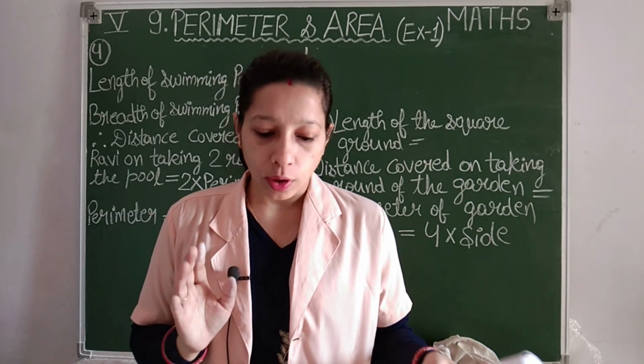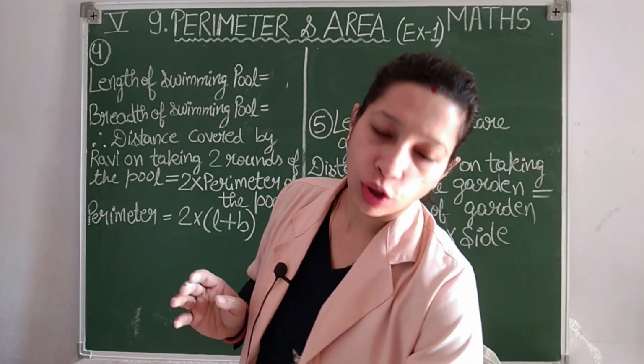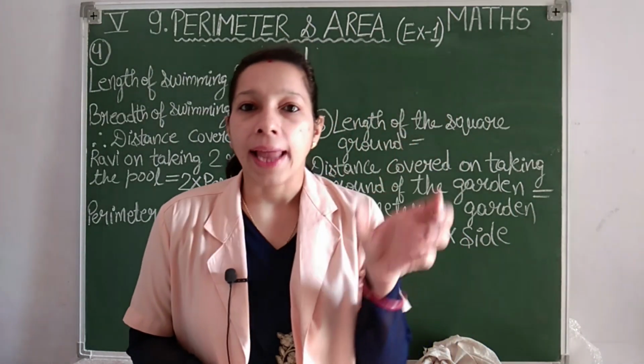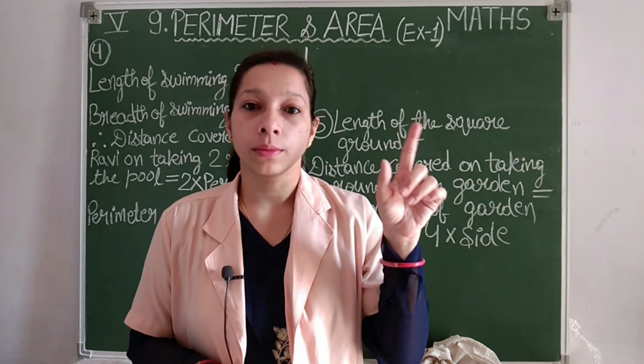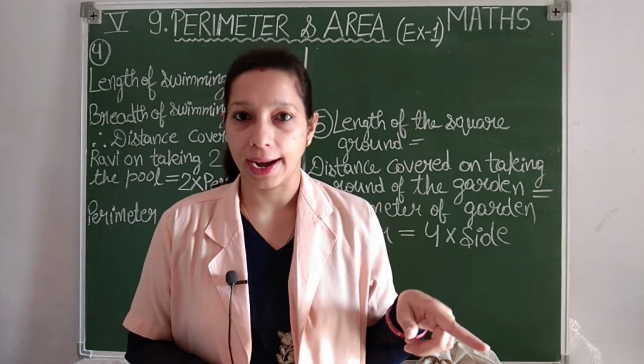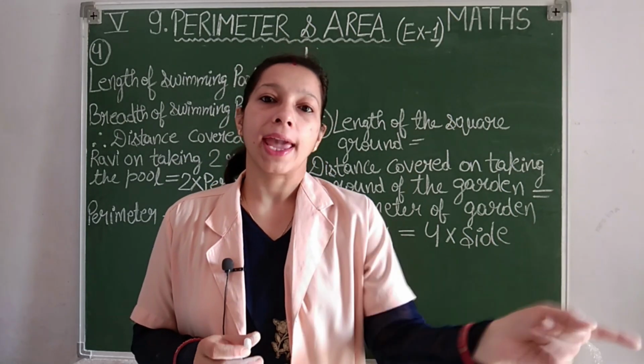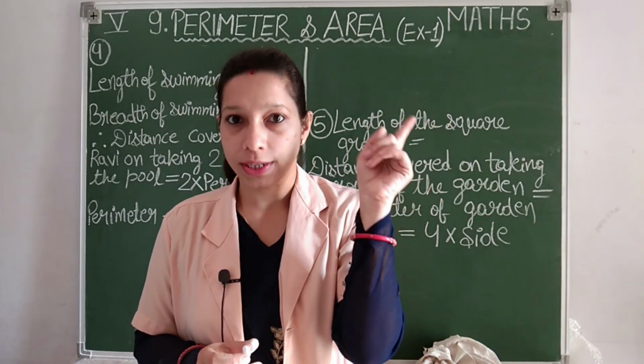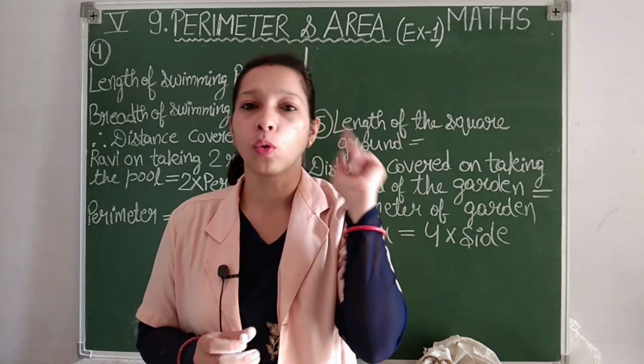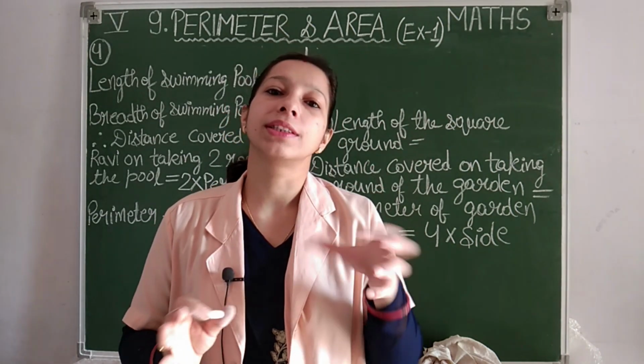Okay students, so here in the first line, the length and breadth of the swimming pool are given. Length and breadth means the swimming pool is in the shape of a rectangle. That's why it has length and breadth. Now Ravi wants to take 2 rounds of that swimming pool. He will move around that swimming pool 2 times. So you have to tell how much distance he will cover.